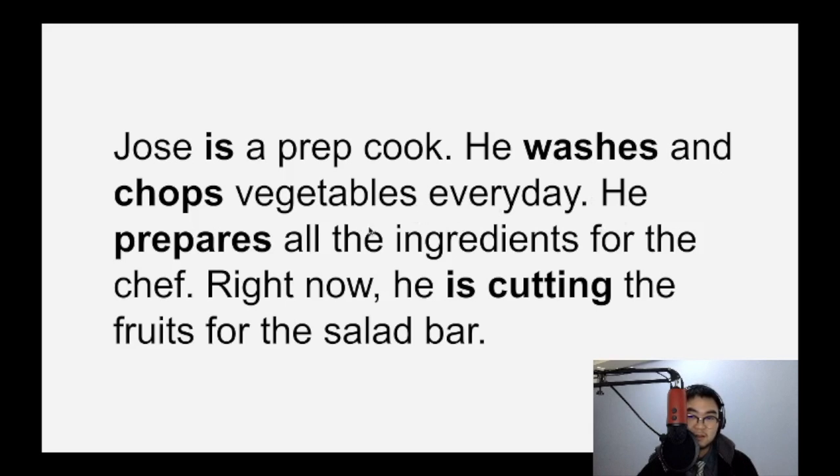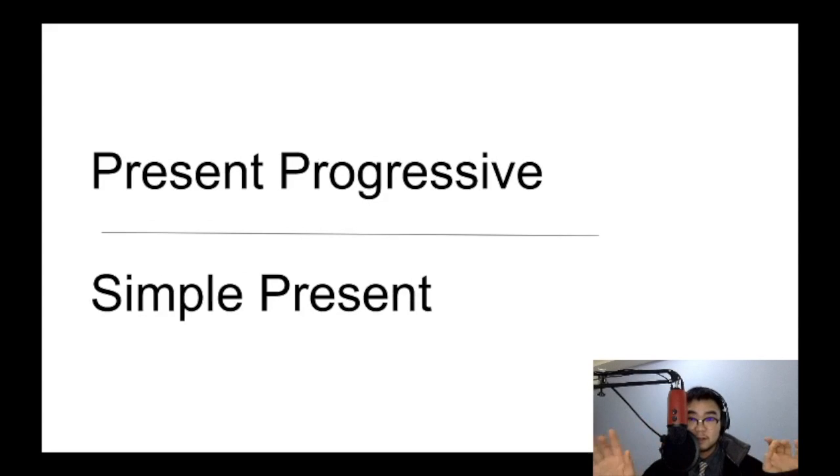If we see the clue here, it should be pretty clear. Every day usually goes with simple present, routine. He prepares all the ingredients for the chef. So that's his job description. That's what he does for his job. Right now, he is cutting the fruits for the salad bar. So right now would be a very obvious clue. So present progressive.